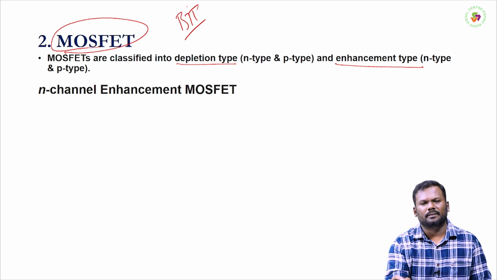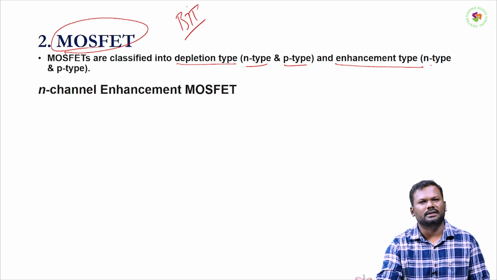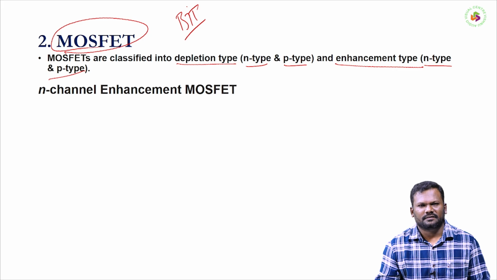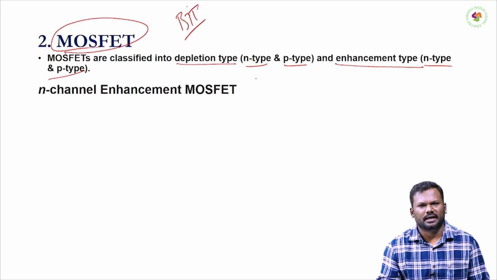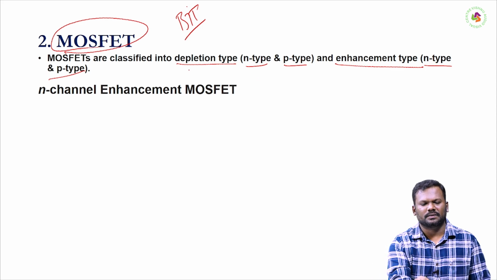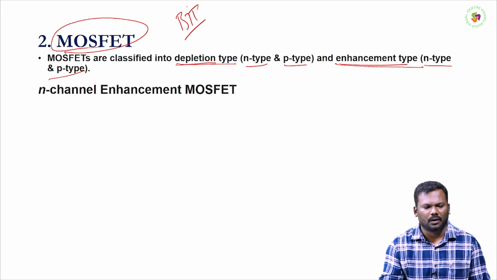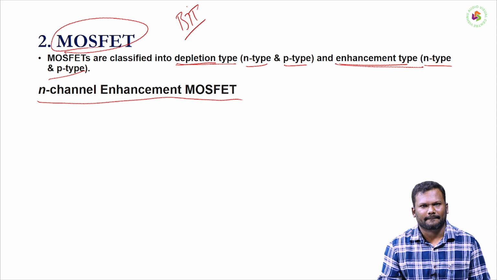The depletion type is further divided into N type and P type, and in a similar way the enhancement type is further divided into N type and P type. So based on the fabrication, we call it an N type MOSFET or a P type MOSFET. At the same time, it is of two types, depletion type and enhancement type, whether it is in depletion mode or in enhancement mode. As of now, I want to give the structure of how the N-channel enhancement MOSFET looks like.